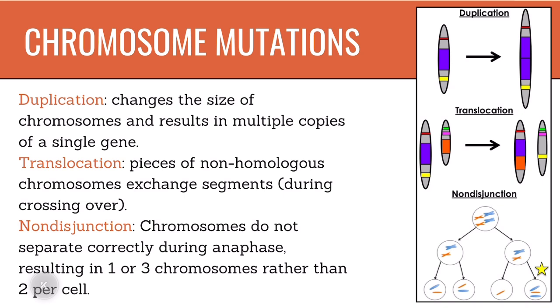And then you have non-disjunction. So non-disjunction is where chromosomes do not separate correctly during anaphase. So what happens is you have one extra or one too few chromosomes in a cell. So this is where you have chromosomal mutations that cause you to have 47 chromosomes or 45 chromosomes instead of the normal 46.